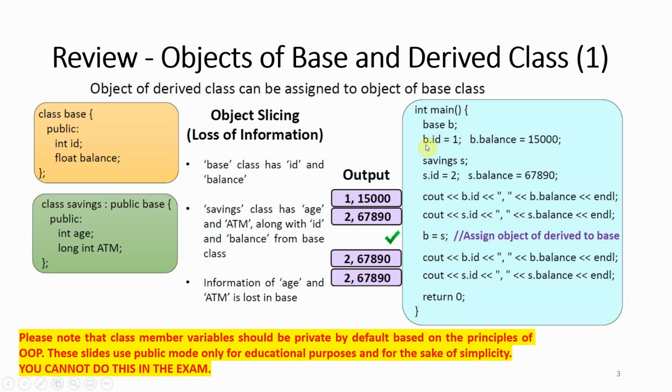Again, I should emphasize that here we are using the member variables as public only for simplicity. Usually in object-oriented programming, we want to have our member variables as private, so we have data hiding, right? So this is only for simplicity.